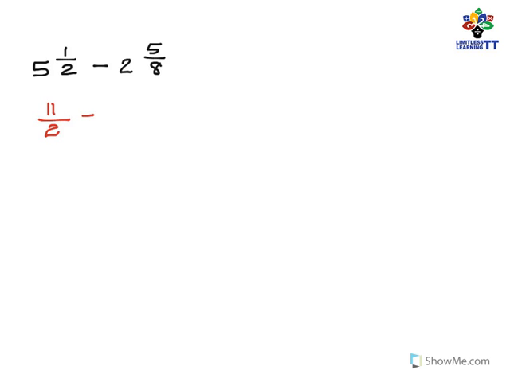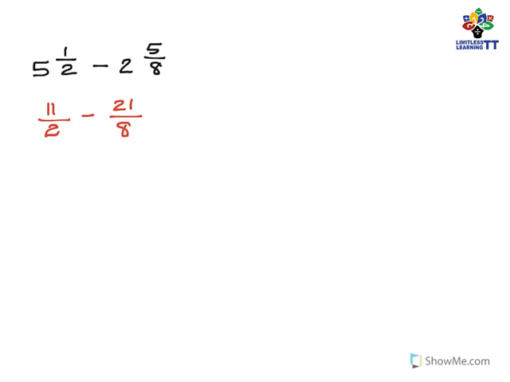16 plus 5 is going to give me 21, so that is 21 over 8. So now I'm subtracting these two fractions: 11 over 2 minus 21 over 8. And again, the rules for adding and subtracting fractions, we have to have the same denominator or common denominator.